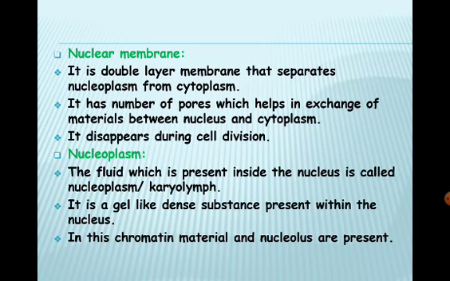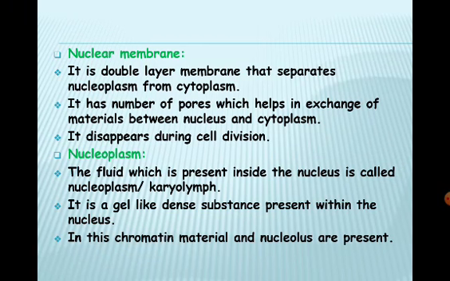Then it has a number of pores which help in the exchange of material between the nucleus and cytoplasm. Many exchanges happen between the nucleus and cytoplasm, and this occurs via the nuclear pores. Then the nuclear membrane disappears during cell division. In class 8 I think you have studied cell division, maybe binary fission and others. During that, the nuclear membrane disappears.